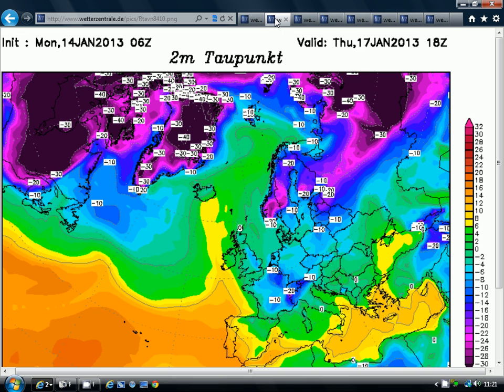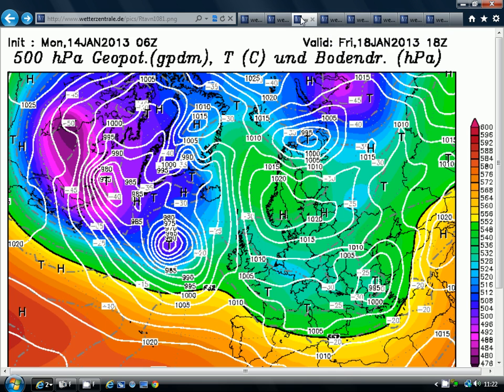Now, have a look at Thursday's dew points. We can see again we've got some severely cold dew points there across the continent below -10. Very cold dew points also coming in towards the British Isles, down to -10 perhaps in a few places. So really cold, low-level continental air as we go into the end of the week.